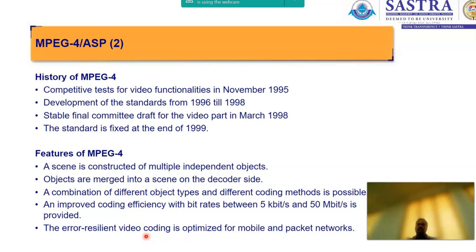A feature of MPEG 4 is that a scene is constructed of multiple independent objects in a frame. We can construct it like that. Objects are merged into a scene on the decoder side. A combination of different object types and different coding methods is possible. In MPEG 4, improved coding efficiency is provided with bit rates from 50K to 50 megabits. Error resilient video coding is optimized for mobile as well as packet networks.